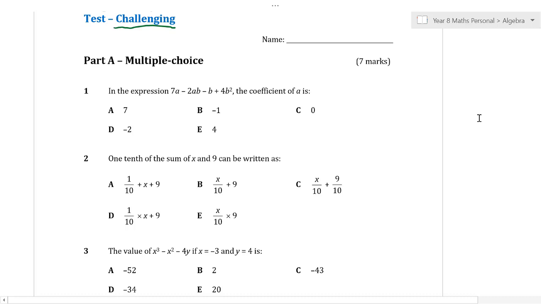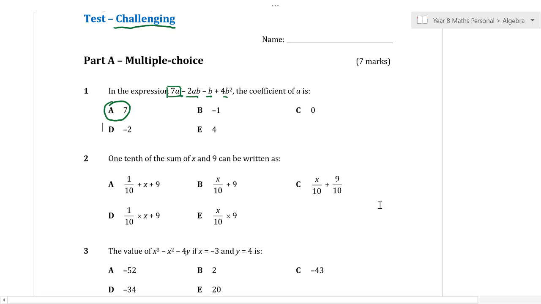The coefficient of A for question 1. Well, the coefficient of A, the only term which has just A in it is this one here, and the coefficient of that is 7, the number out the front, which is 7. So that's a nice easy one to get started with.